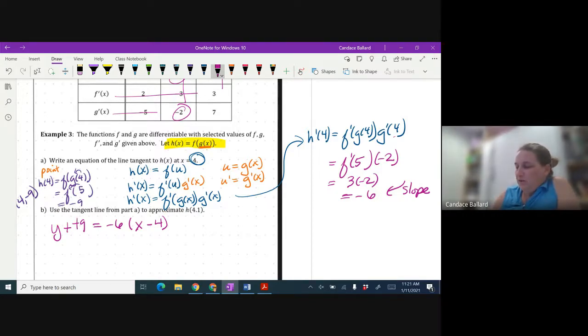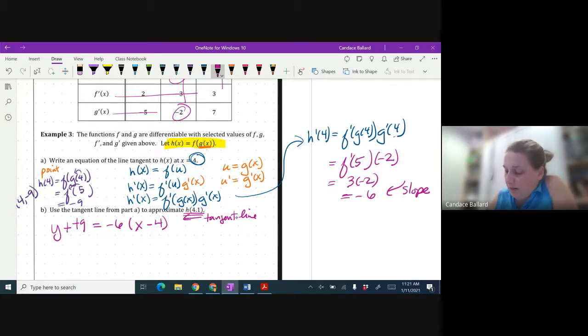Now, we are supposed to use the tangent line from part A, which is here, right? This is our tangent line. And we're supposed to use it to approximate h of 4.1. I don't understand why they gave us the same function. So we're going to go, well, probably because it's close to it, right? The tangent line should approximate that.